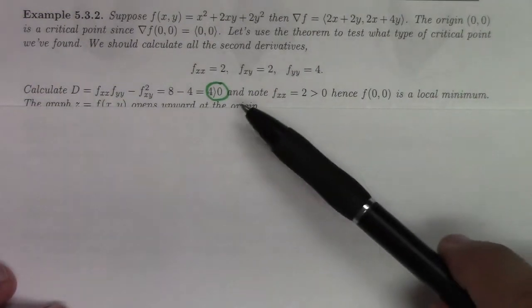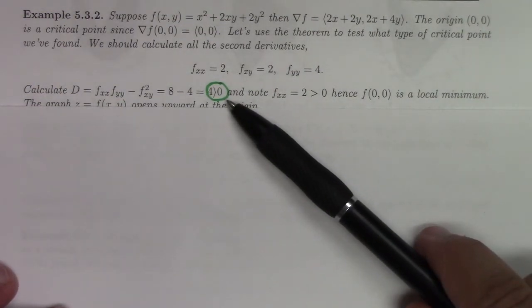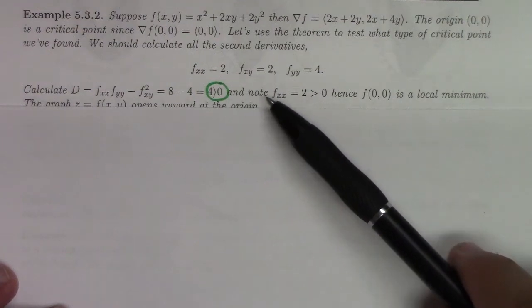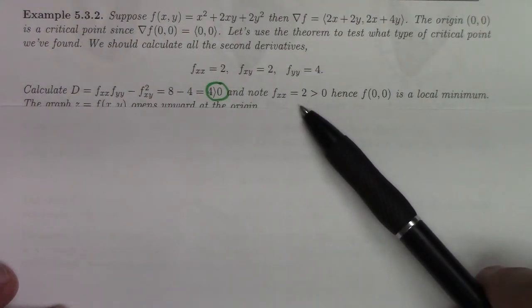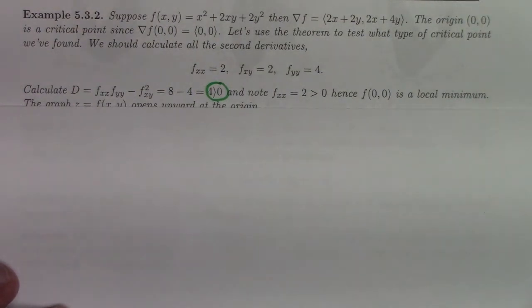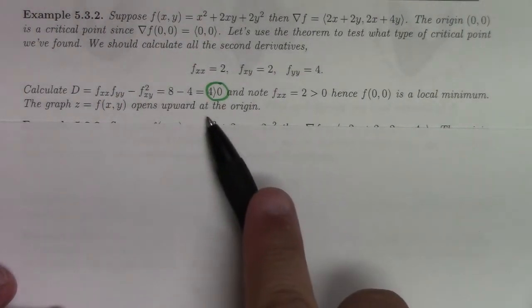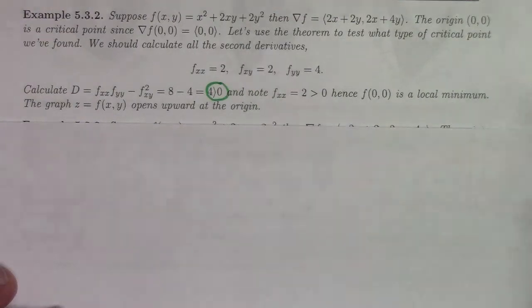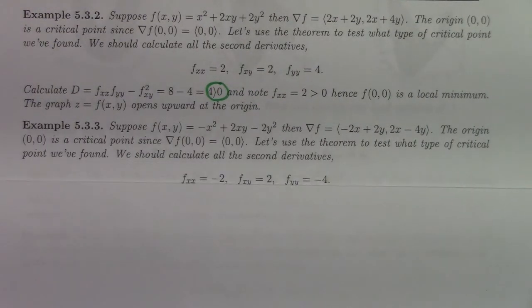Anyway, so it's positive, which means that a min or max can be found. And since the x derivative is positive, that means it is a local minimum. In other words, the graph z equals f of x,y opens upward at the origin for that guy. All right. Next example.